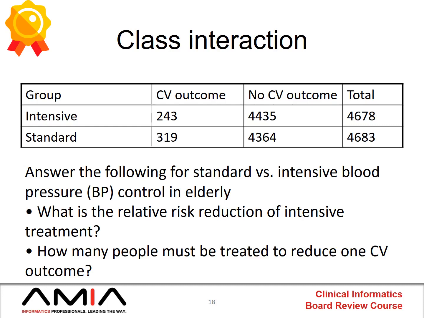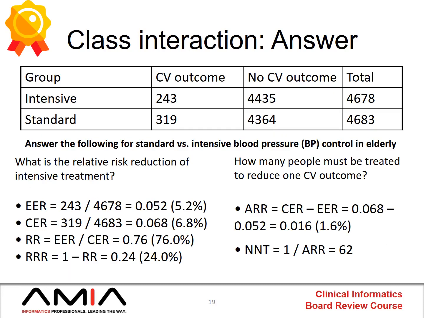So let's answer the following questions for standard versus intensive blood pressure control in these elderly patients at increased cardiovascular risk but not having diabetes. So what is the relative risk reduction of intensive treatment, and how many people must be treated to reduce one cardiovascular outcome? Let's look at the results of the calculations of the treatment effect.